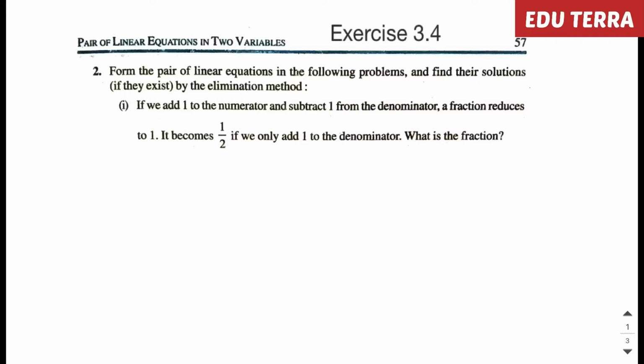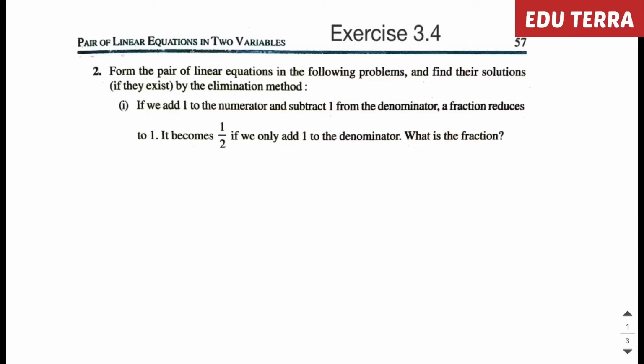method. First part: if we add 1 to the numerator and subtract 1 from the denominator, a fraction reduces to 1. It becomes 1 by 2 if we only add 1 to the denominator. What is the fraction? So here what we have to find? Fraction. So we know that in a fraction, numerator and denominator are there. So always we will take numerator and denominator.